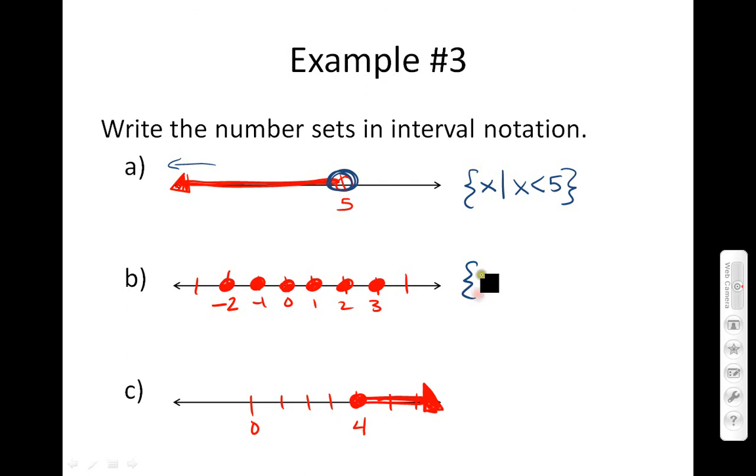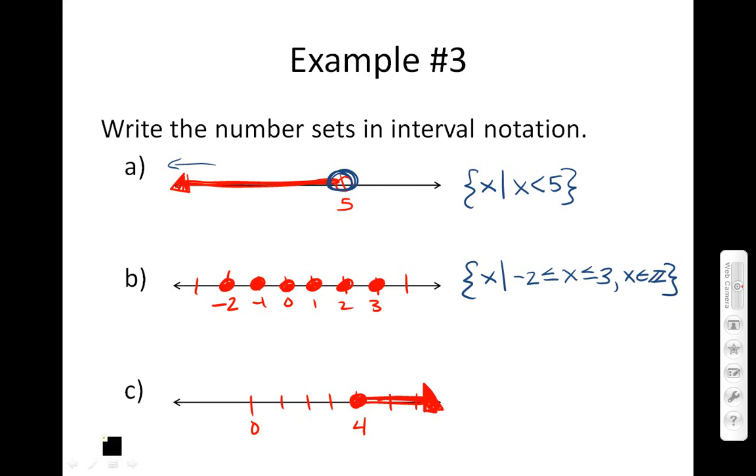So open up a bracket, x such that, and then I'm going to start with my lowest possible value, -2, which is less than or equal to x, and then x is less than or equal to the highest value, which was 3. And then since all of these numbers were integers, I'm going to fill in x is an element of the integer set.